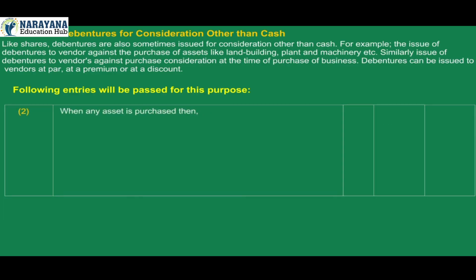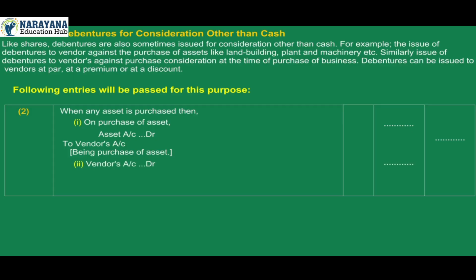2. When any asset is purchased then. Number 1. On purchase of asset, asset account debit to vendors account credit. Being purchase of asset. Number 2. Vendors account debit to debenture account credit. Being issue of debentures to vendor for asset.